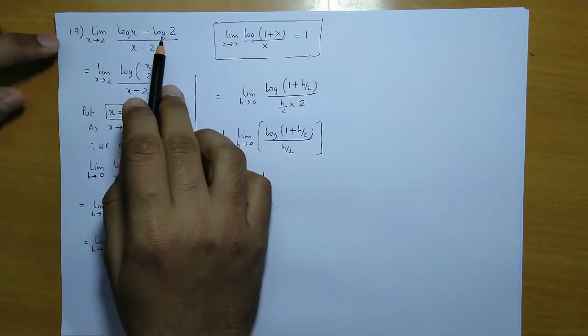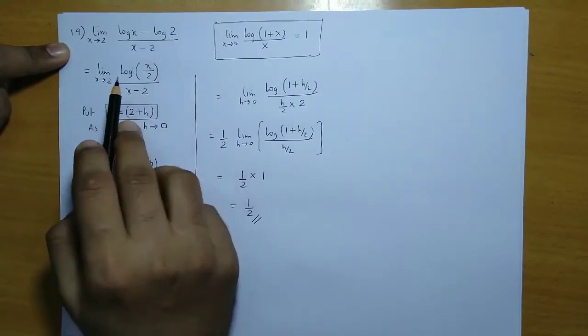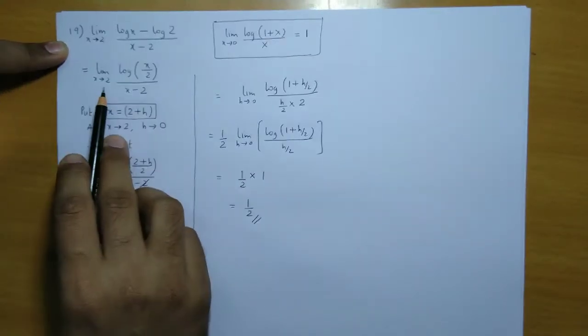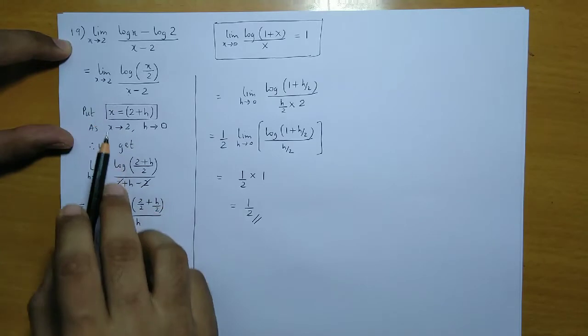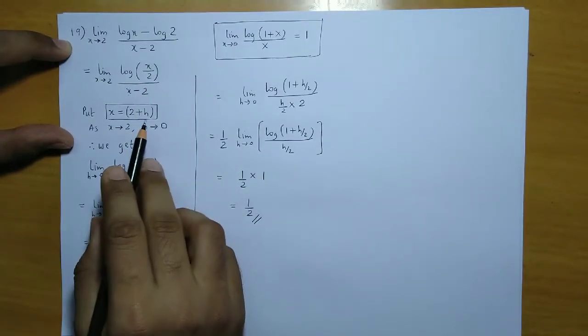So we tried and simplified. So we reached this step. Log a minus log b is log of a upon b. But nothing further could be done. No standard limit could be applied here. So the only option left was substitution. So we use the technique of substitution.